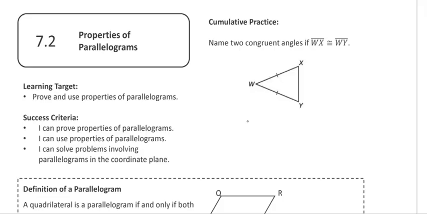This says name two congruent angles if side WX is congruent to side WY. So they're already marked congruent. That tells me that this is an isosceles triangle, which, if you recall from when we studied triangles, isosceles triangles have two base angles that are congruent. So they are angle X and angle Y. So angle X is congruent to angle Y.